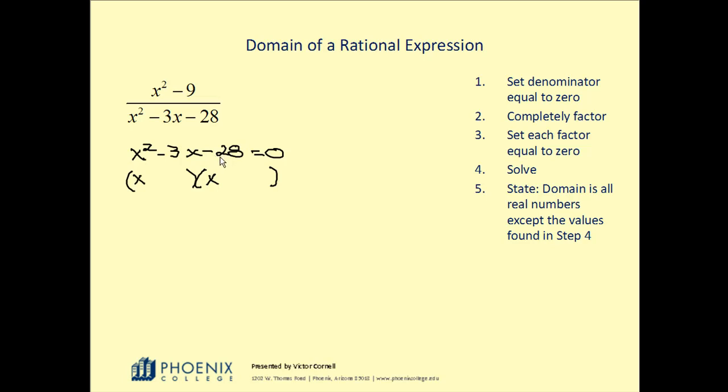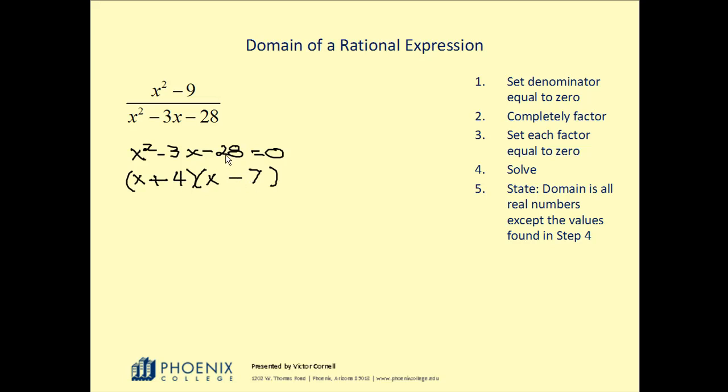Now what two factors multiply together to give me negative 28 but add together to give me negative 3? Since this is negative, the signs have to alternate. One has to be positive, one has to be negative. That's the only way you're going to get a negative number. So minus 7, since this is negative, the bigger number is going to be negative here. And then this will be 4.